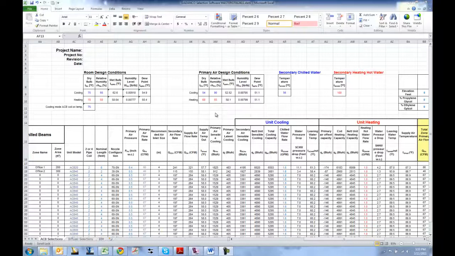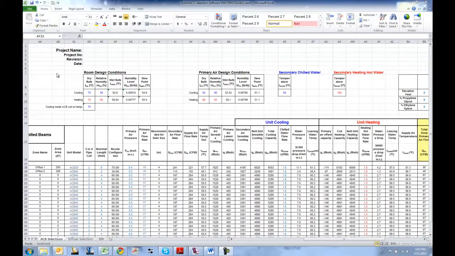My name's Dan Harris. I'm the Vice President of Engineering at Dadanco, and today we're going to give an overall summary of the Dadanco Selection Software Program. The top of the program provides you an area to input project information. Then we can start to enter design information about the project itself.